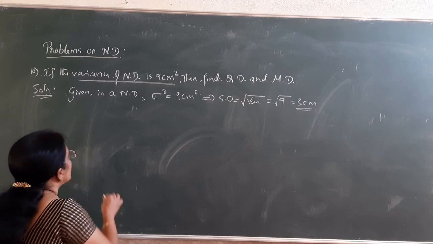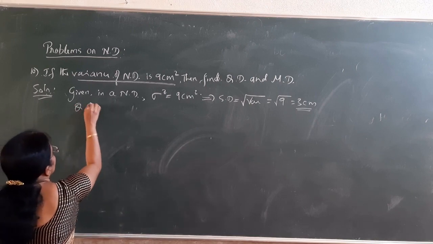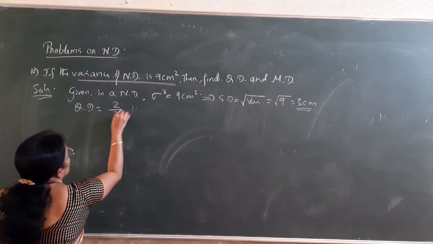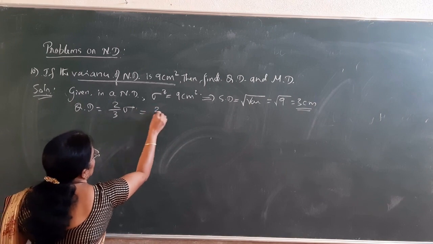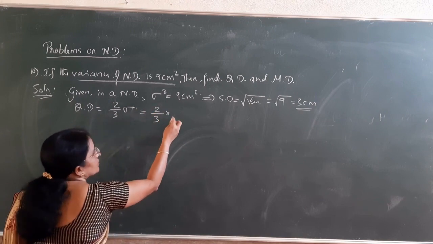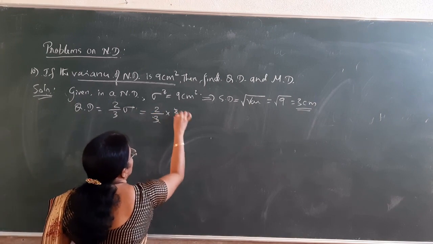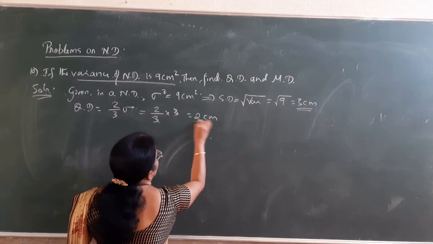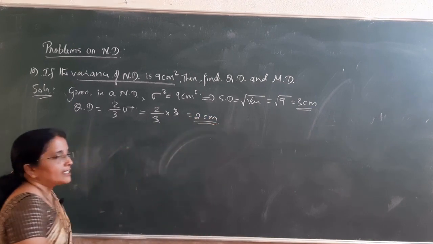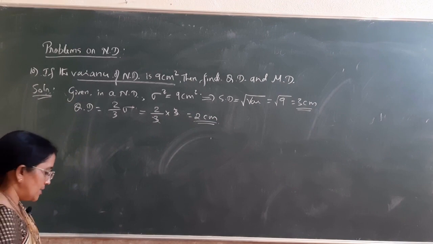Next, find quartile deviation. Quartile deviation formula is 2 by 3 sigma, which is equal to 2 by 3 into sigma. Sigma is 3 itself. So what is the answer? 2 centimeter. Quartile deviation is 2 centimeters.